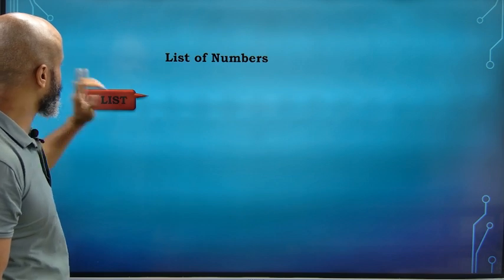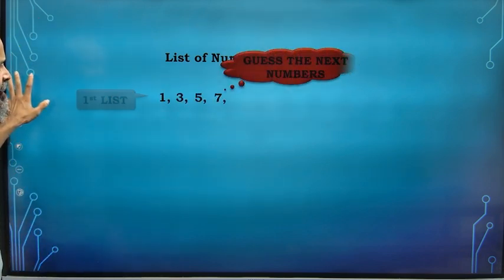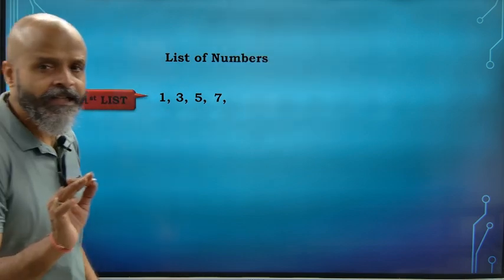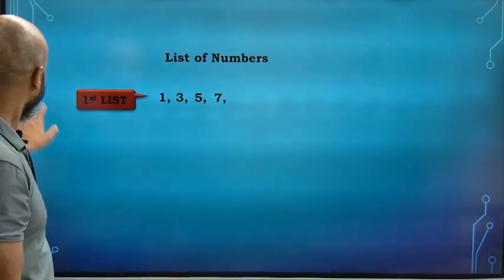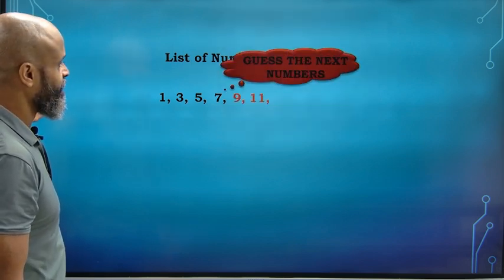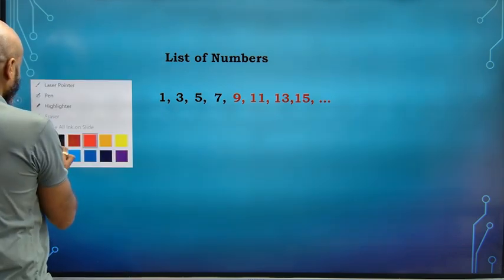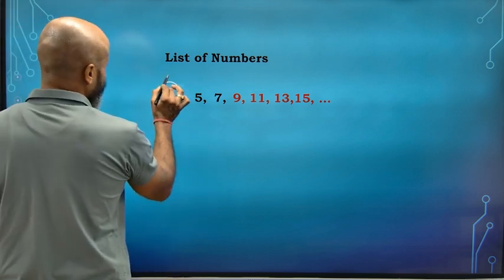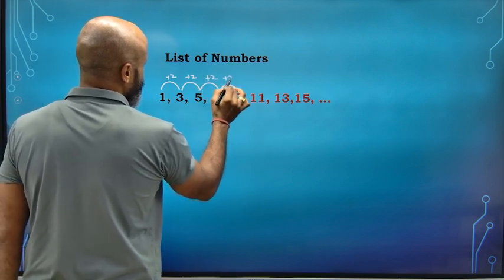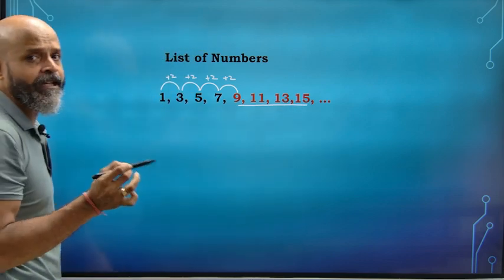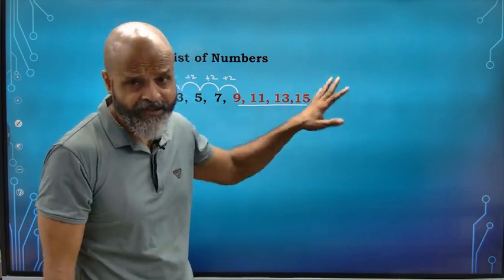Let's say we have a list of numbers. The first list here is 1, 3, 5, 7. So if you notice, it is basically a series 1, 3, 5, 7. Can we predict the next number? Obviously, yes. It will be 9, then 11, then 13, then 15, and so on. How do we know this? It's very evident that here the difference is plus 2. Here the difference is plus 2, here the difference is plus 2, and so on. That's one reason why we are able to understand this pattern and accordingly predict the next numbers that would be there in this series.